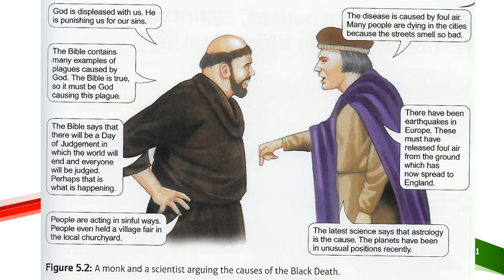The scientist, however, says the disease is caused by foul air. Many people are dying in the cities because the streets smell so bad. There have been earthquakes in Europe. These must have released foul air from the ground, which has now spread to England. And the latest science says that astrology is the cause. The planets have been in unusual positions recently.